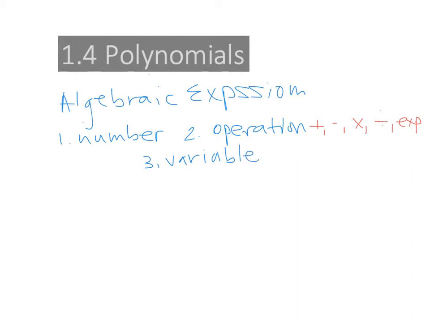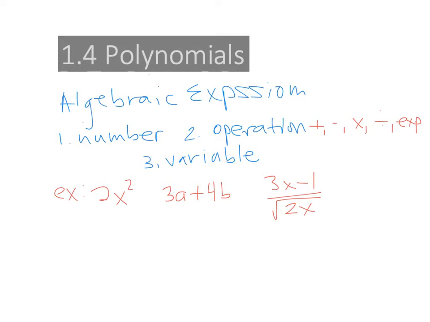Okay, so if we look at some examples of algebraic expressions, we've got 2 times x squared, something like 3a plus 4b, 3x minus 1 over square root of 2x. Those would all be expressions that combine numbers and operations and variables.